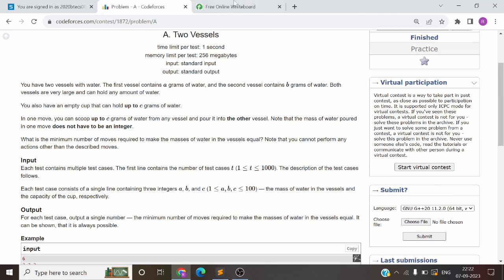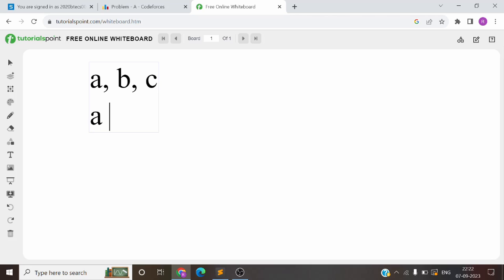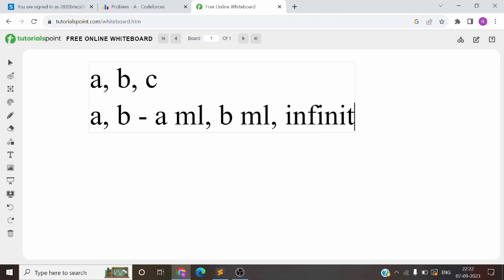So basically, it is given that there are three vessels A, B, and C. A and B currently have A ml water and B ml water, or I guess they are given in liters, that doesn't matter. But their capacity is infinity. Meanwhile, there is an empty vessel C in which you can pour some amount of water.